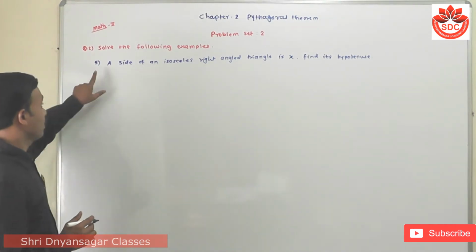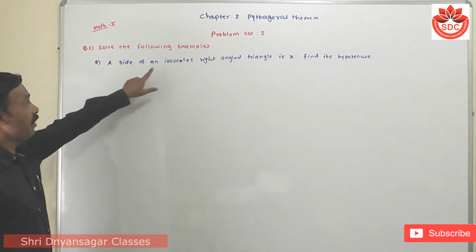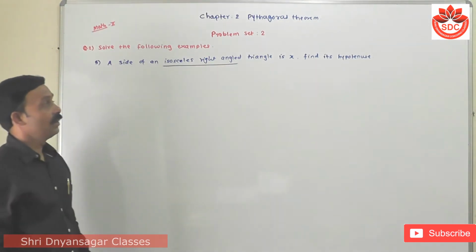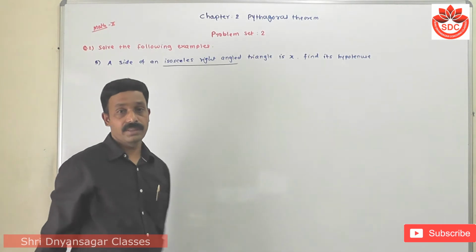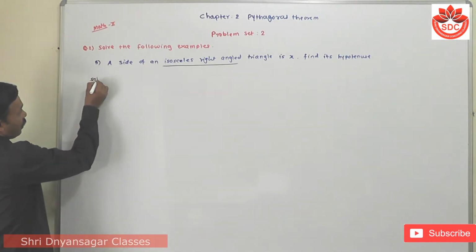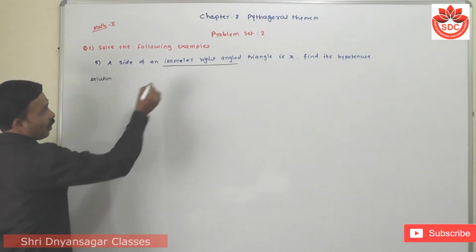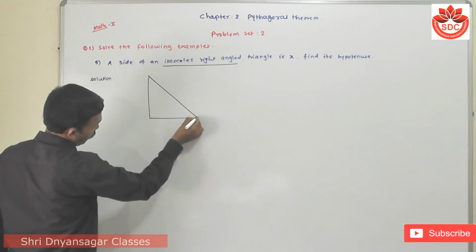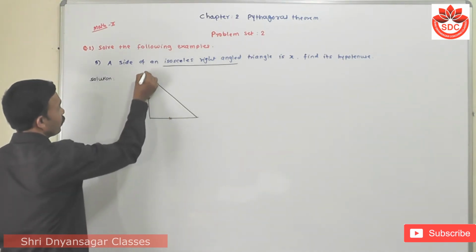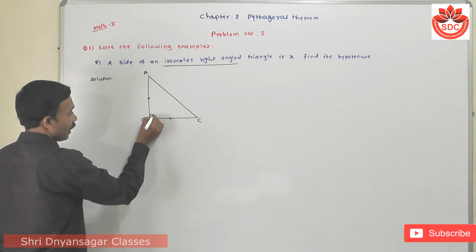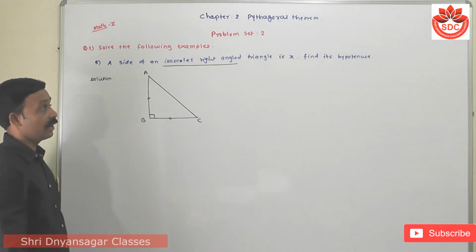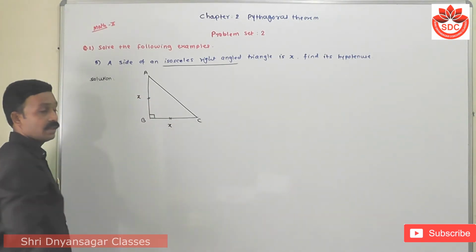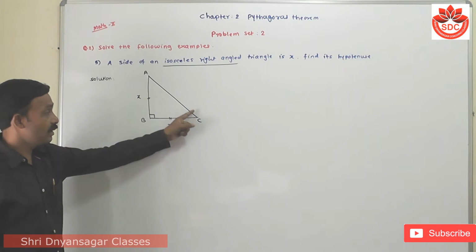Next question. Sub question number 5. A side of an isosceles right angle triangle is x. Find its hypotenuse. Now for this solution, first I have to draw the isosceles right angle triangle. Isosceles means that two sides are equal. These two sides are equal. Suppose the vertices are ABC, a right angle triangle, that means an isosceles right angle triangle. And the side of this is x, that means this is also x and this is also x. Then we have to find its length of the hypotenuse.